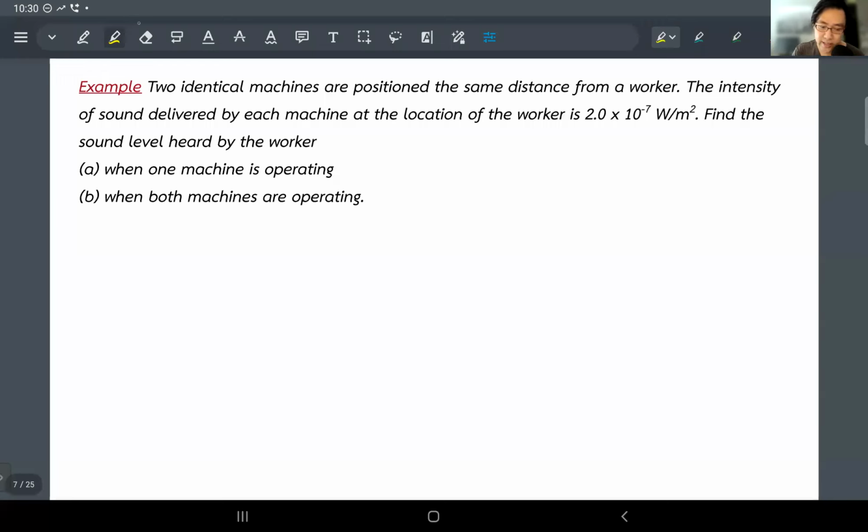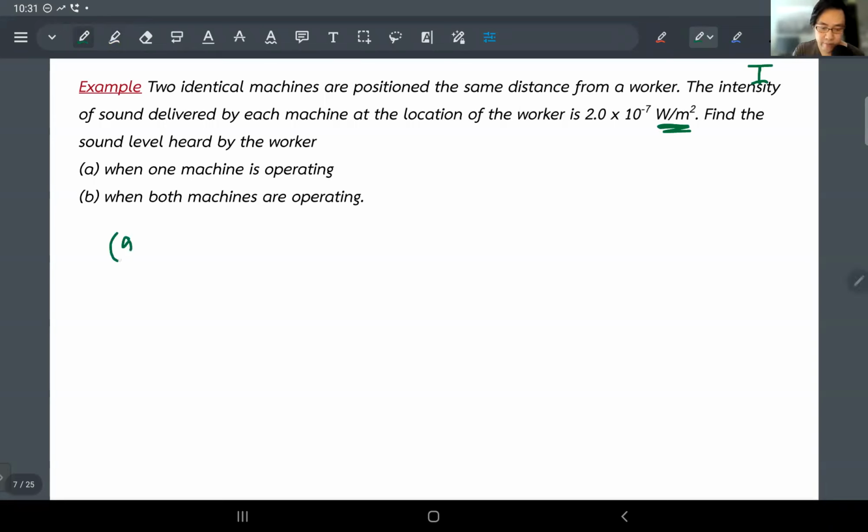All right, so this is your intensity I. There's no level or anything. Plus, look at the unit; it's guaranteed to be intensity I. Find the sound level heard by the worker when the machine is operating, only one. So there's one machine running.